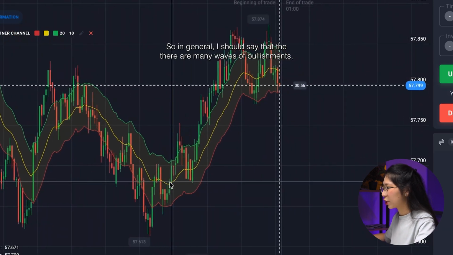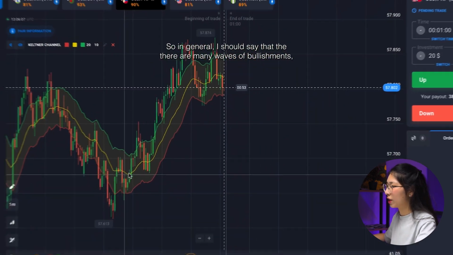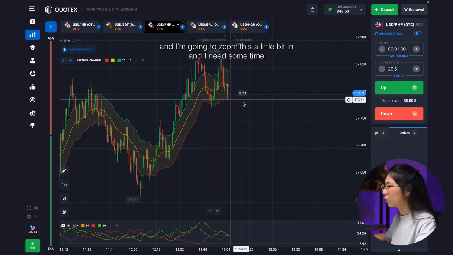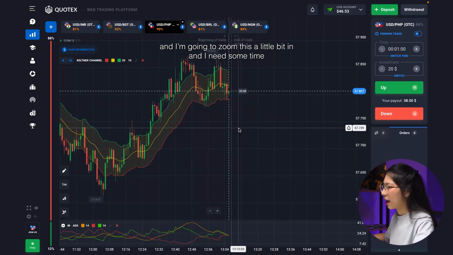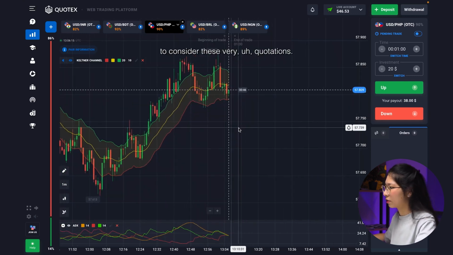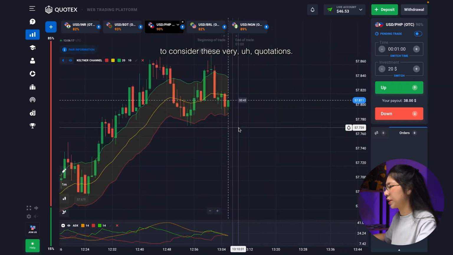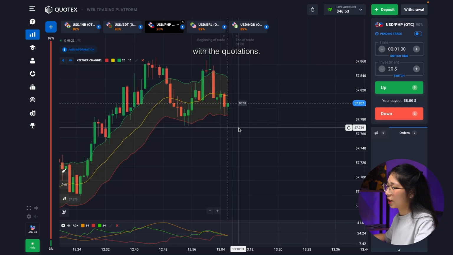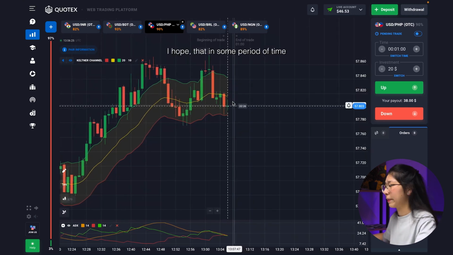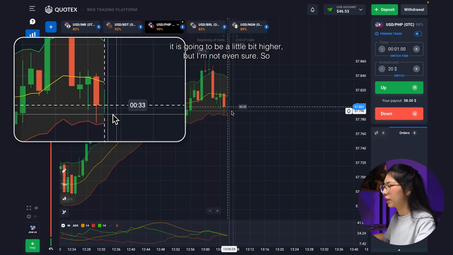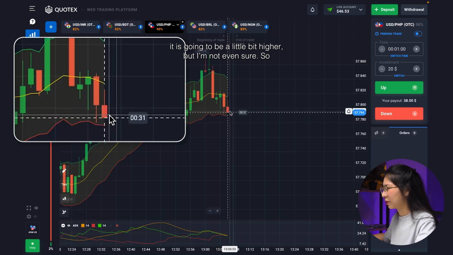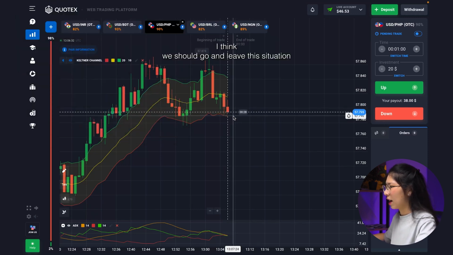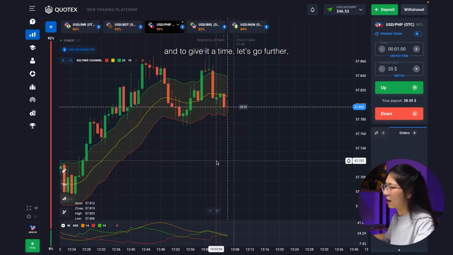In general, I should say that there are many waves of bullishness, and I'm going to zoom in a little bit, and I need some time to consider these quotations. So this is the situation with the quotations. I hope that in some period of time it's going to be a little bit higher, but I'm not even sure. I think we should leave the situation and give it time.